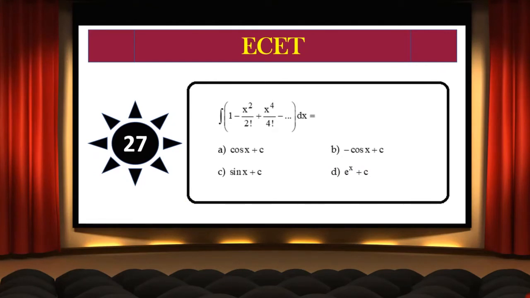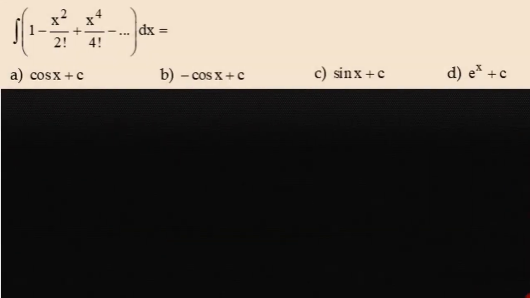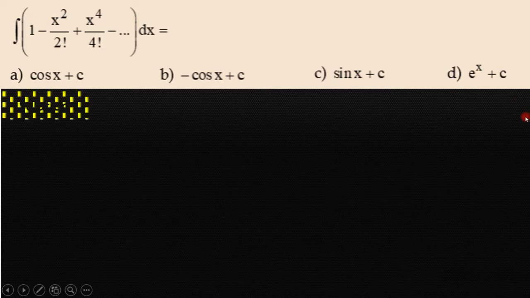Dear students, see the question number 27. Read the question and write it. The question is integral 1 minus x square by 2 factorial plus x power 4 by 4 factorial minus and so on into dx is equals to, options are cos x plus c, minus cos x plus c, sin x plus c, e power x plus c. Let us find this.